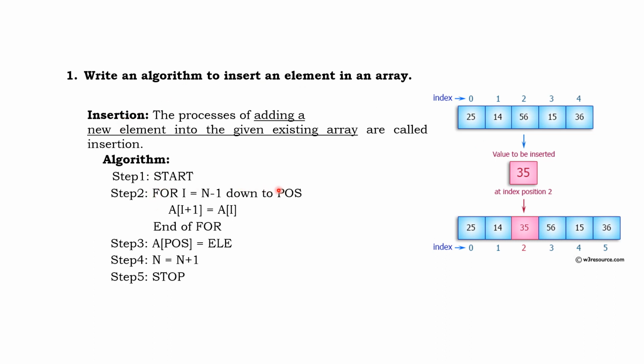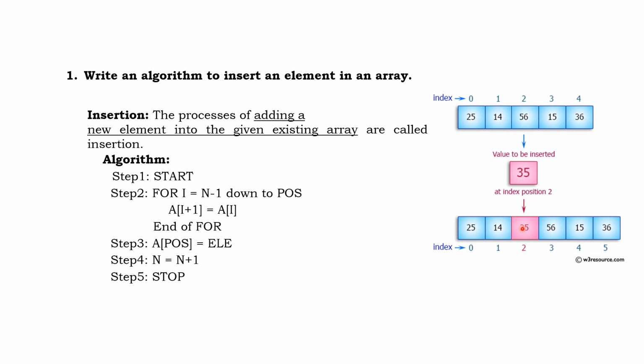This is a traversal and a shifting of the elements up to where? Up to the position. Once we shifted the elements, your position will become empty. Then what we need to do? We need to insert a new element 35 into A of position 2.